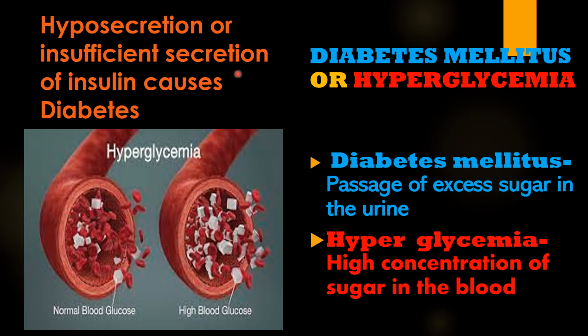Hyposecretion or insufficient secretion of insulin causes diabetes, that we call diabetes mellitus. Diabetes mellitus or hyperglycemia is due to hyposecretion or insufficient secretion of insulin. Here you can see, this is normal blood glucose, but if there is insufficient secretion of insulin, our blood contains a high concentration of sugar. That condition we call hyperglycemia, a high concentration of sugar in the blood, or diabetes mellitus. Diabetes mellitus means passage of excess sugar in the urine. Urine contains an excess amount of sugar.